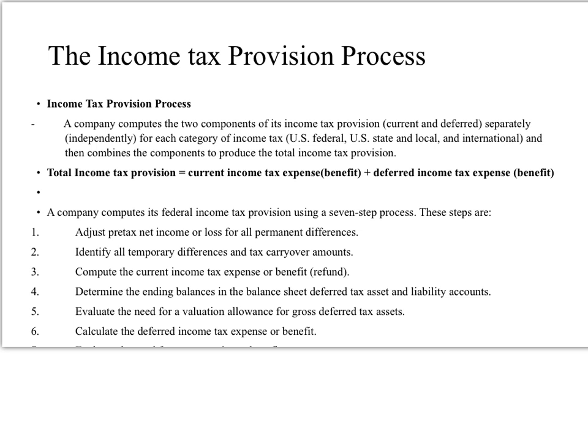As you might expect, you've got a current and a deferred component, and they get computed separately. This happens for each category of income tax: federal, state, local, and international. All of those components get combined, and together that is the total income tax provision. As a formula, your total income tax provision is equal to your current income tax expense or benefit plus your deferred income tax expense or benefit.